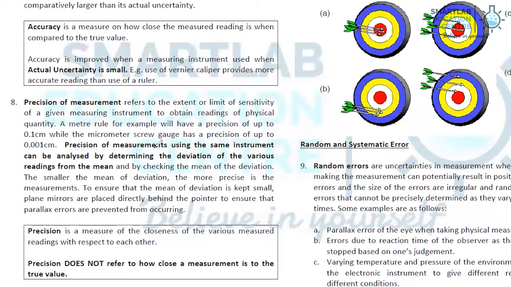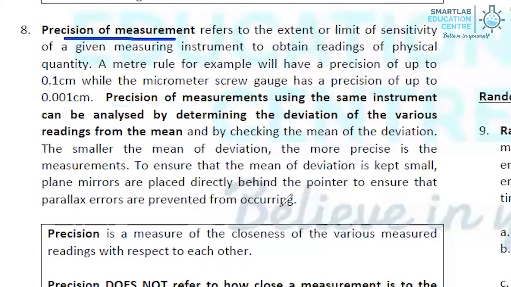Okay, the next term that we need to be familiar with, that at times we'll be using, is your precision of measurement. Your precision of measurement will be dependent on the equipment that you use. So a meter rule offers a precision of up to 0.1 cm, while a micrometer screw gauge has a precision of up to 0.001 cm. So certainly your micrometer screw gauge will be able to offer a more accurate reading, because in this case, the actual uncertainty is small.